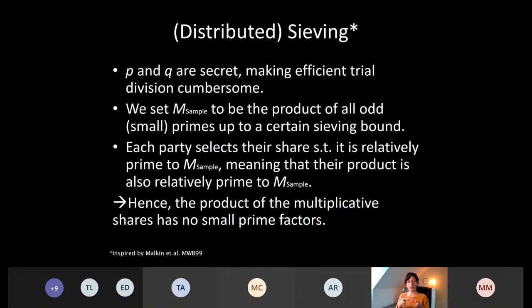I will get later on into a more step-by-step explanation, but the first step of our protocol is based on this distributed sieving, and it's based on multiplicative shares. This helps us make sure that up to M sample, the P and Q that are collaboratively sampled have no small prime factors.